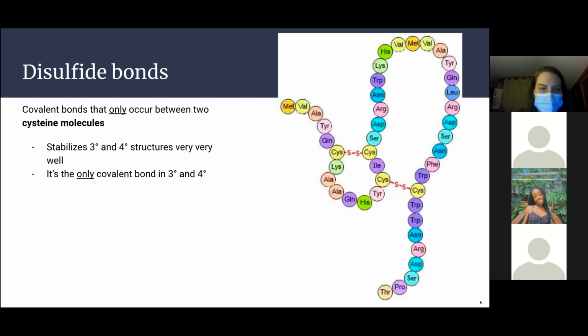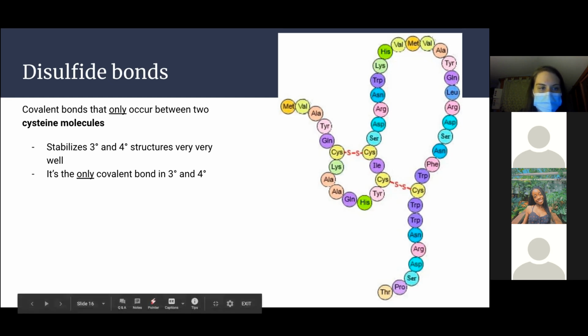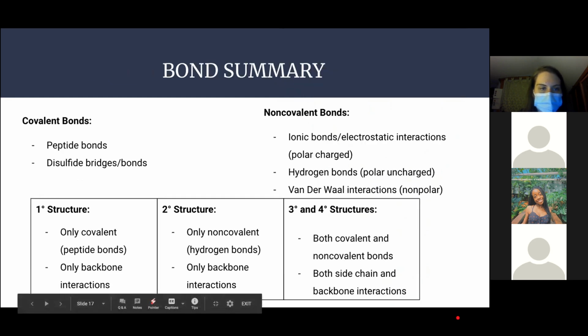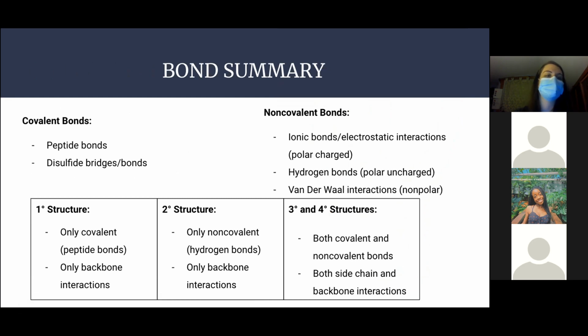But yeah, I think that's all I have on disulfide bonds. So next slide. And here is just a bond summary. You have two main categories: either covalent or non-covalent. And for covalent bonds, you're just going to have peptide bonds, which are the bonds between amino acids in the primary structure.